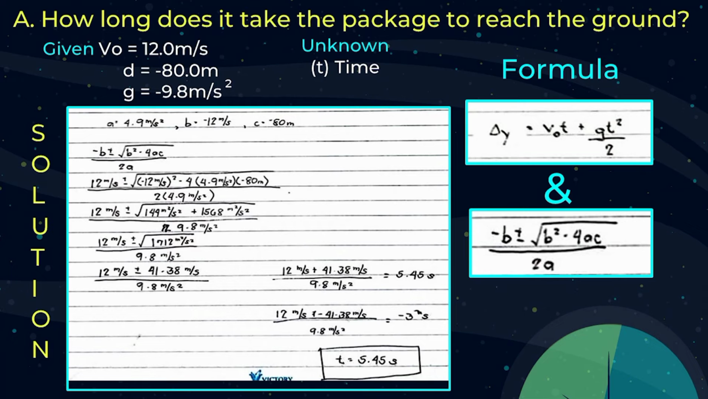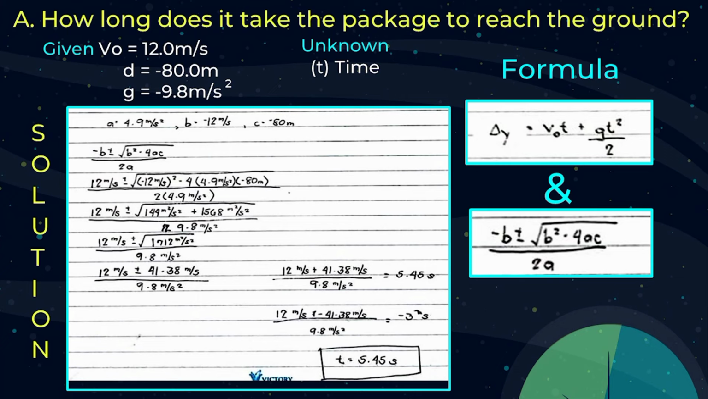But first, we need to determine the values of a, b, and c, which are: a is equal to 4.9 meters per second squared, b is equal to negative 12 meters per second, and c is equal to negative 80 meters. Substituting them into the formula, we have 12 meters per second plus or minus the square root of negative 12 meters per second squared minus 4 times 4.9 meters per second squared times negative 80 meters, all over 2 times 4.9 meters per second squared. Computing all the necessary operations gives us 12 meters per second plus or minus 41.38 meters per second, all over 9.8 meters per second squared.